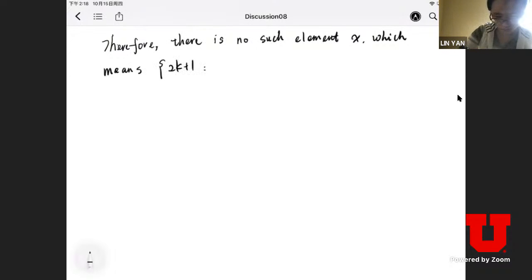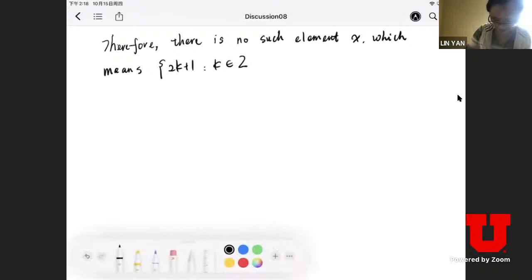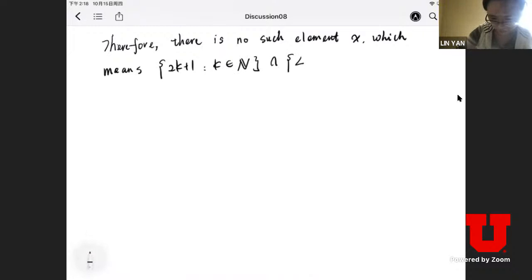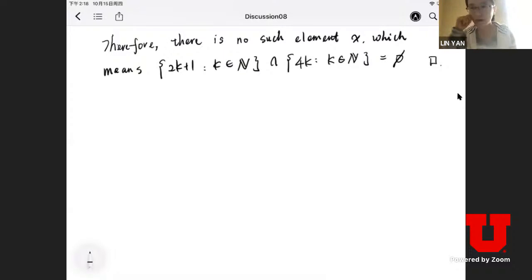2k plus 1. Oh, not integer, natural number. Is empty. So we are done with this problem. Any question about this problem?